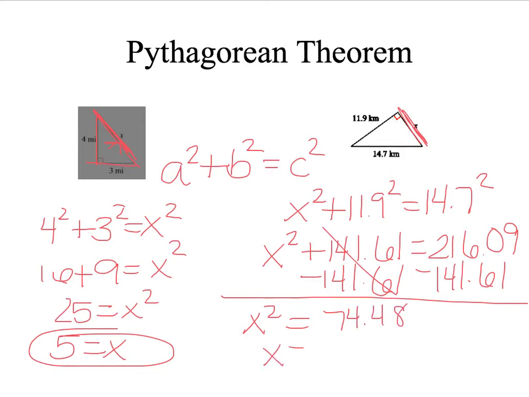Take the square root of both sides. And x is equal to 8.63 kilometers. I forgot my units over here. That was miles.